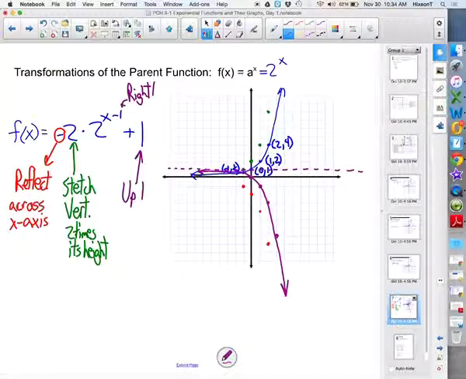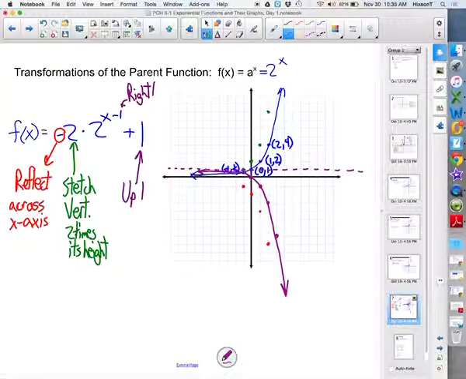Does everyone understand what we've done? Now, I don't care if you just do points like I did. I don't care if you actually graph each one along the way. Just make sure it's very clear which one is your final answer. Okay? Cal, did you have a question?